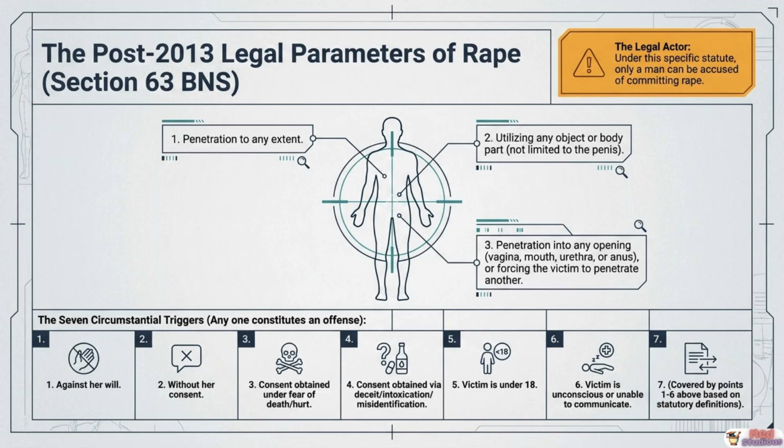Third, penetration into any opening of the body, the vagina, mouth, urethra, or anus, or the act of forcing the victim to penetrate another person. 7 circumstantial triggers exist, any one of which constitutes an offense. These are acting against the victim's will, acting without her consent, obtaining consent under fear of death or serious hurt, obtaining consent through deceit, intoxication, or misidentification of the accused, the victim being under 18 years of age, and the victim being unconscious or otherwise unable to communicate.